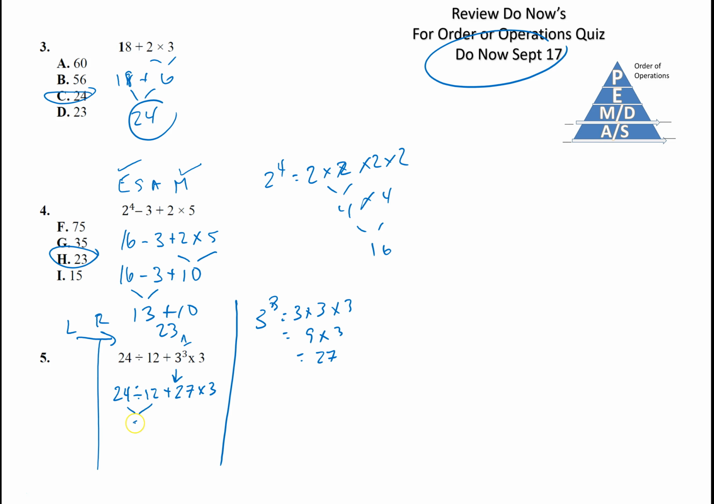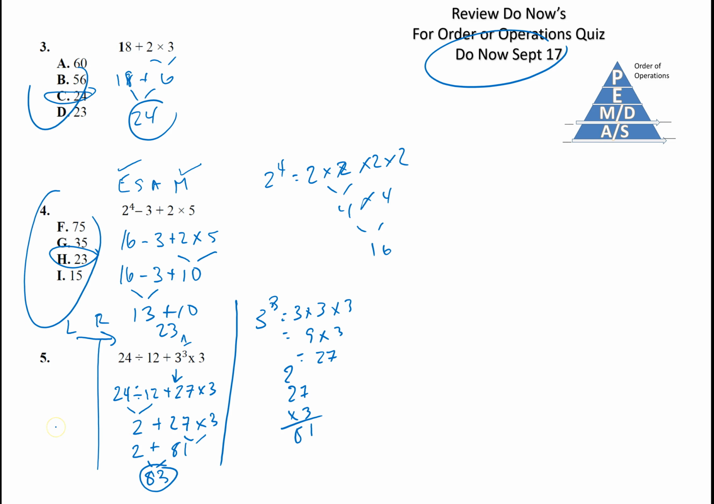So now I'm going to divide. 24 divided by 12 is 2, plus 27 times 3. Now I'm going to multiply. I didn't add yet. I believe that's 81. 27 times 3. Notice I come over to the side and do this. Yes, it's 81, plus 2 is 83. Okay? So some answers will be multiple choice, some will be open. Either way, you just show your work.